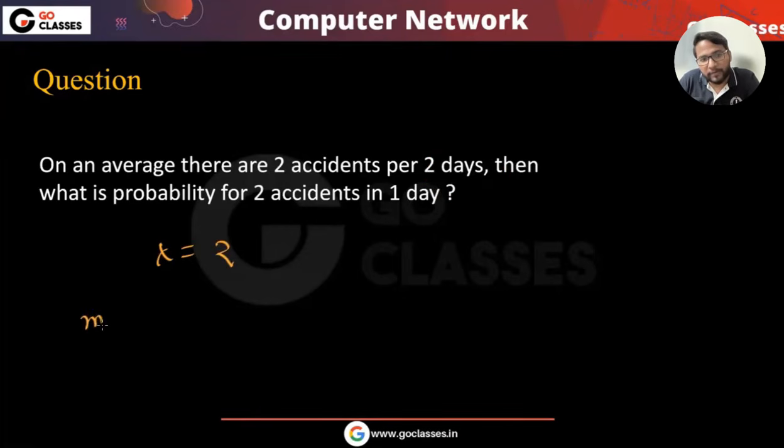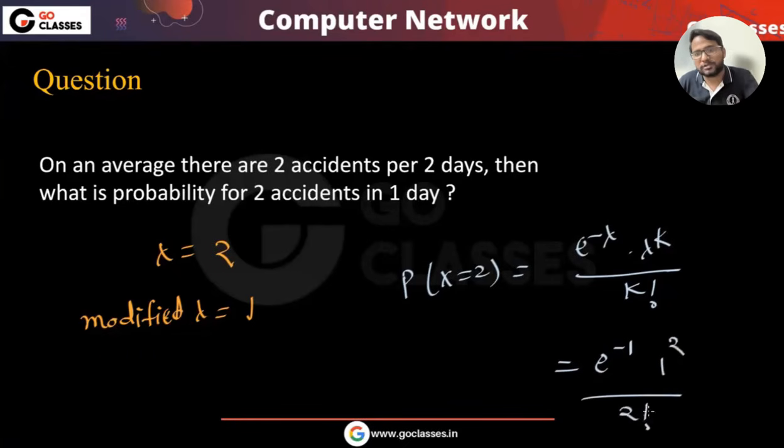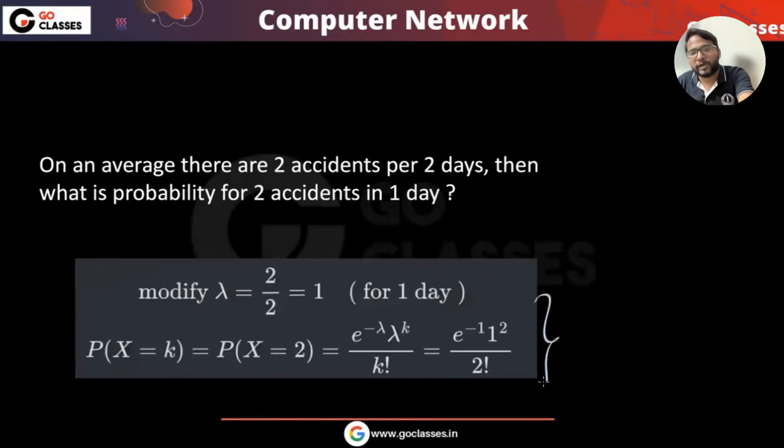So lambda given is 2, but this is given for 2 days, and they are asking for 1 day. So modified lambda will be 1. So you can calculate this probability, which is e power minus lambda into lambda power k upon k factorial. So e power minus 1, because modified lambda is 1, 1 power something, which is 2, upon 2 factorial. So this is your answer, right? I hope you can calculate all of this. We have already done this in the last lecture.